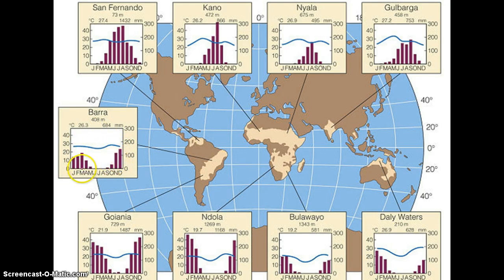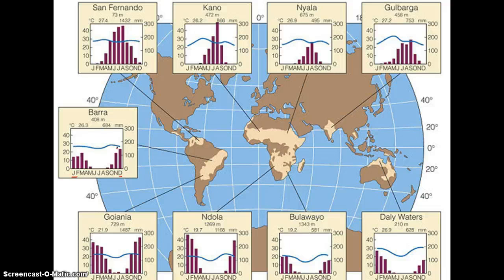The bars here are representing precipitation levels starting in January and ending in December. So there's our 12 months of the year. Those bars are representing precipitation, whereas this line is representing the temperature that is present in those months.